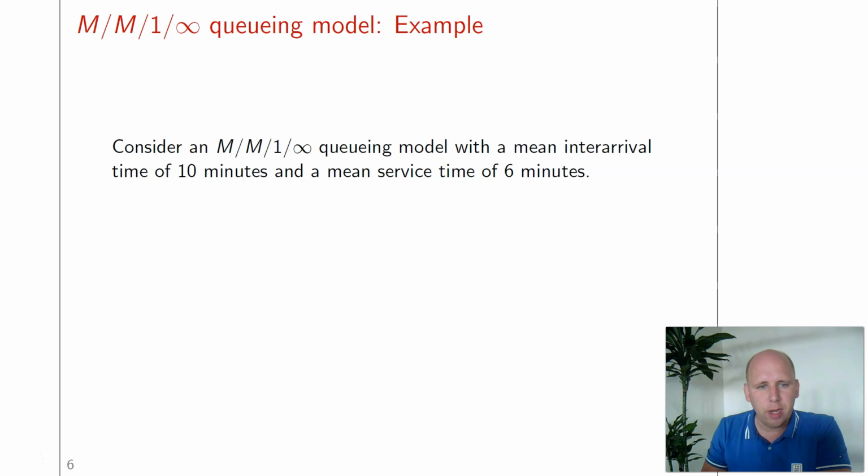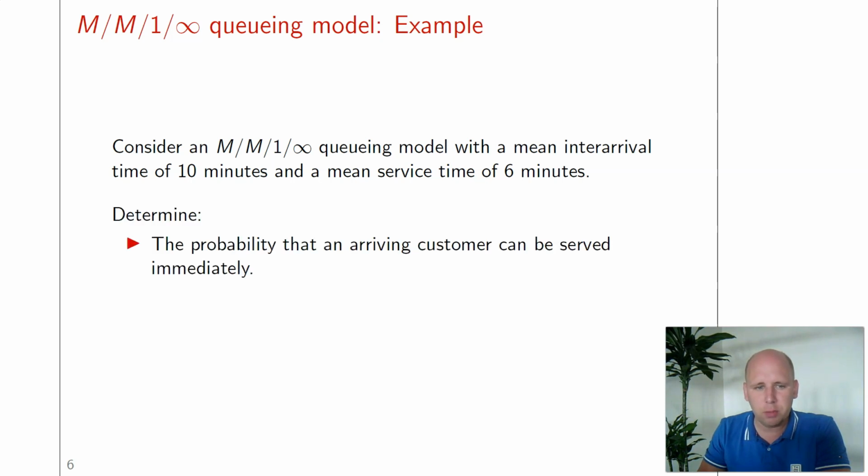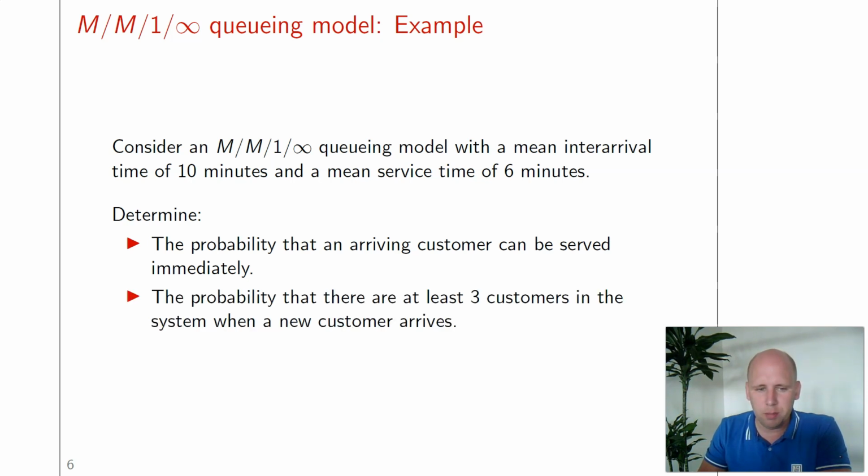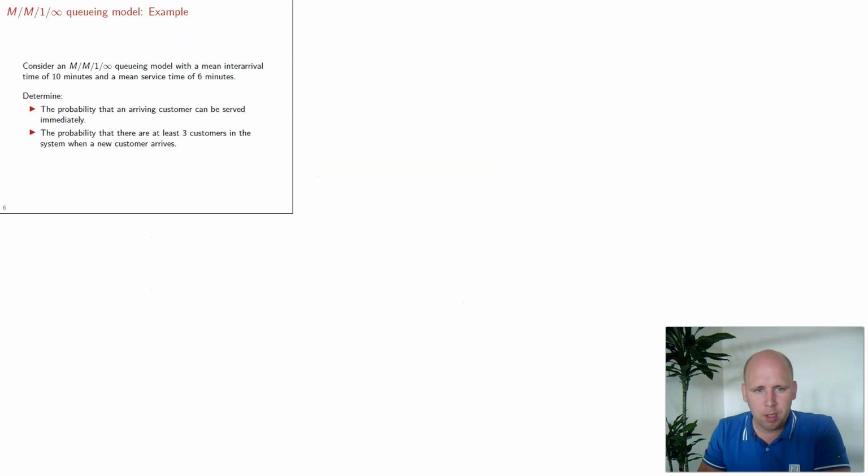So let's consider an M/M/1/∞ queuing model with a mean inter-arrival time of 10 minutes and a mean service time of 6 minutes. In this situation, we would like to calculate the probability that an arriving customer can be served immediately. And we would also like to calculate the probability that there are at least 3 customers in the system at the moment that a new customer arrives. So let us first write down what we have. So we have a mean inter-arrival time of 10 minutes.